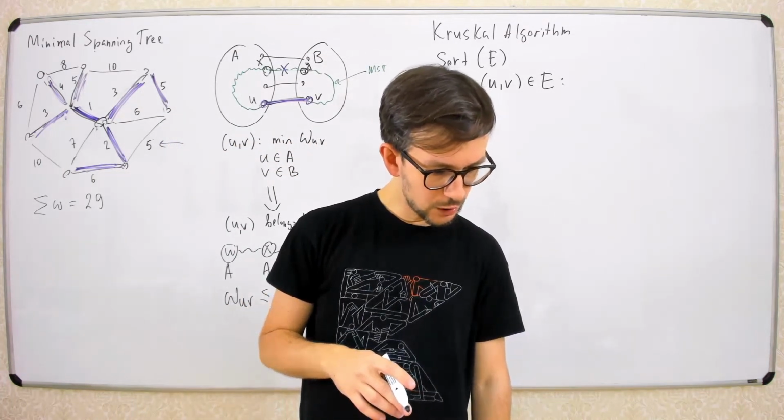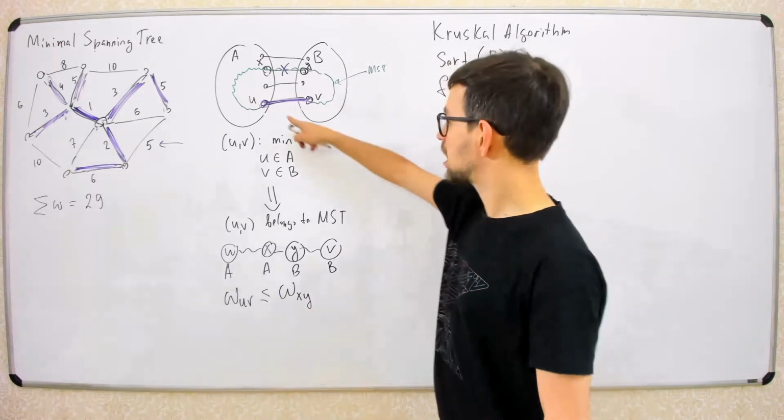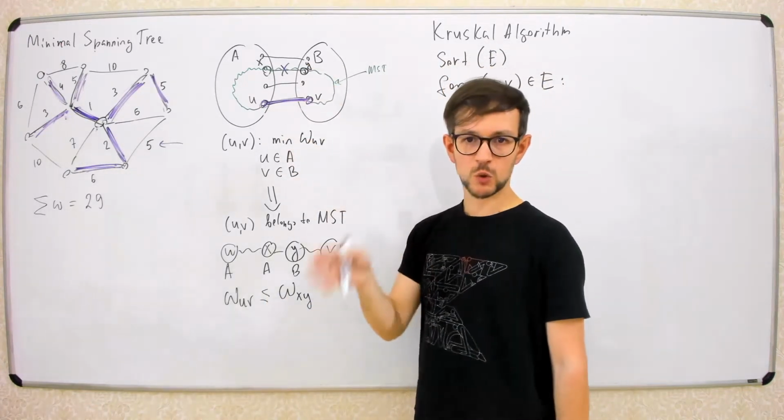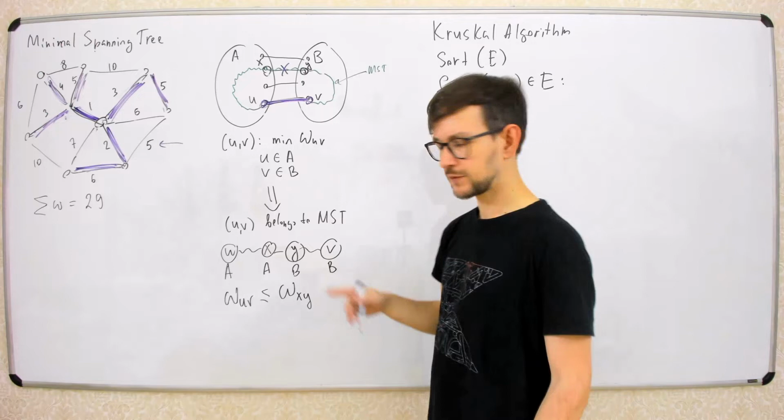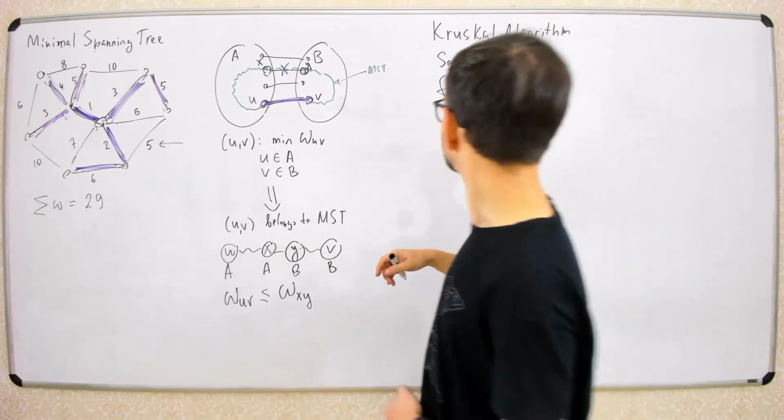So it is a unique minimum. Yes. If this edge is the unique minimum in the cut, it must belong to any minimal spanning tree. It's also correct. Yeah, we proved exactly like that.